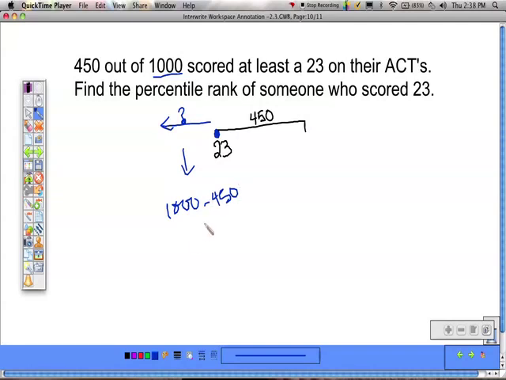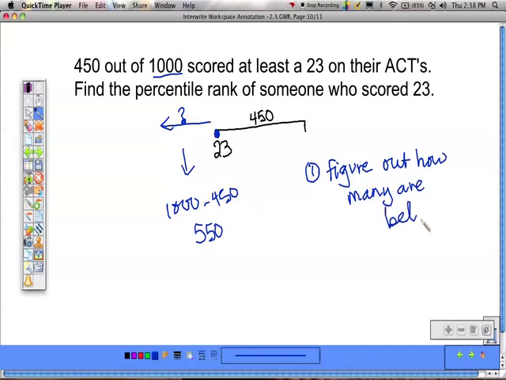Okay, so we have 550 below us, but it's a percentile rank, so we have to change this to a percent. So the first step is to figure out how many people are below you. Here there's 550 out of 1,000, so the second step is we're going to change that to a percent.